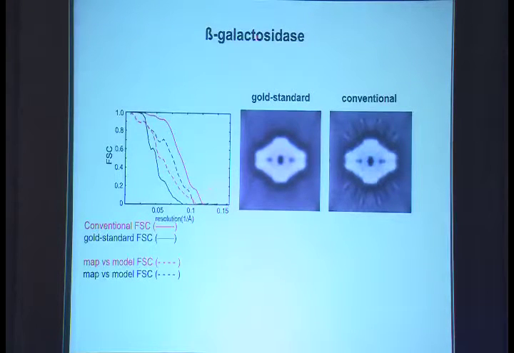Okay, so again, this is another example of beta-gal where, when you do a conventional refinement using cross-correlation and without splitting the data, you see this overfitting here, which comes as streaks. This is overfitting, and this is where the data set was separated into two halves. And again, you can see the FSC is calculated for the conventional and the gold standard ones.